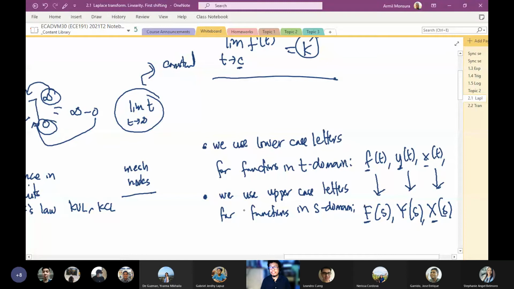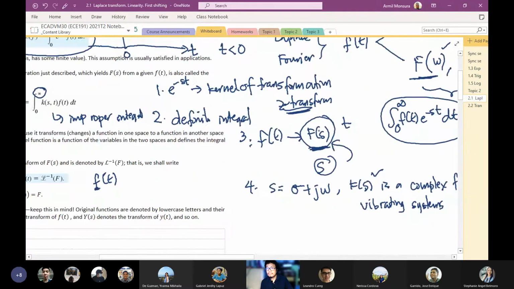So when we write a lowercase f, even without writing the independent variable or using the functional notation, we know that f is in the T domain. And when we write F in uppercase, then we know that function is in the Laplace transform or S domain. Is that clear?